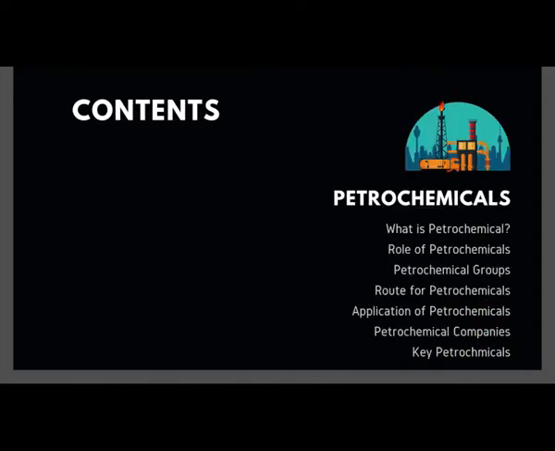What are we going to cover today? Today, we are going to talk about the definition of petrochemicals, the role of petrochemicals in nation building, the different petrochemical groups, and the different routes for manufacturing different kinds of petrochemicals. We will also talk about the different applications of petrochemicals, and finally about the key petrochemicals and their specific aspects. This is what we are going to cover today.